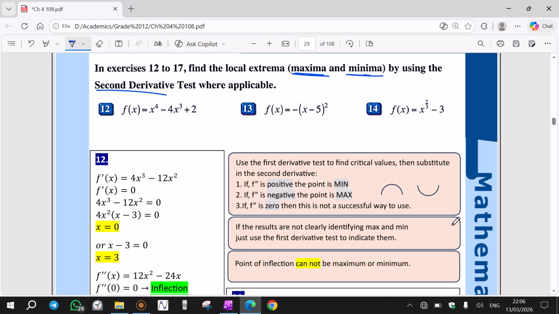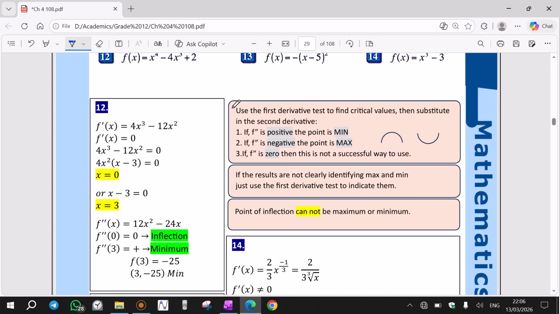Let's look at this note. If f double prime is positive, definitely the function is going to be concave. And if the function is concave, the critical point in a concave region is going to be a minimum. That means concave always produces minimum. Minimum is the middle of concave.